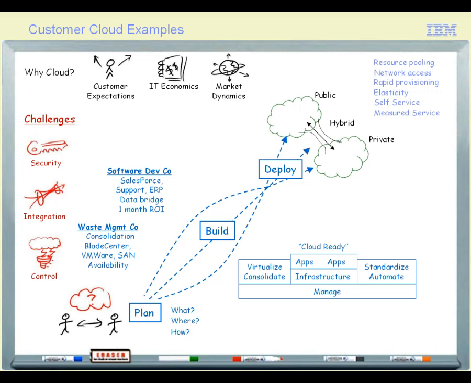So working with IBM and our business partner in this case, we built a data bridge for them to automatically transfer the data from the private cloud, in this case the support and the ERP system, to Salesforce, and also to have Salesforce pass their information back as well. What it meant is that the support people and the sales employees that interacted with the customers had up-to-the-minute data to back them up so they could service their customers better. The ROI on this was one month, to give you an idea of how much of a value it was to have that data merged together.